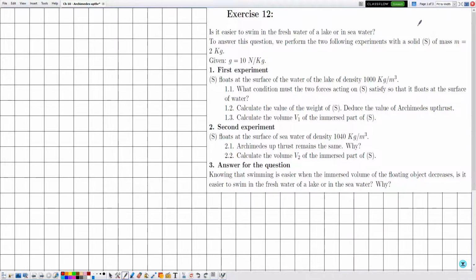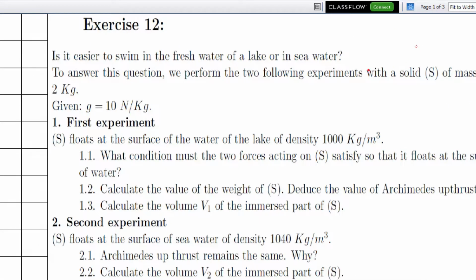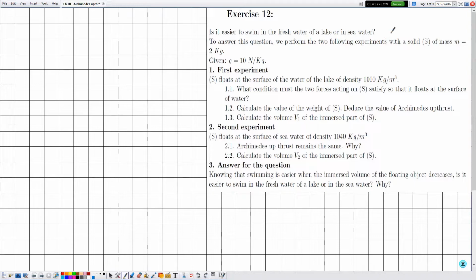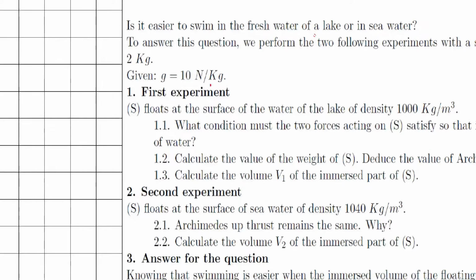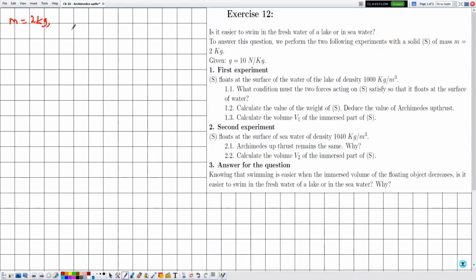Is it easier to swim in the fresh water of a lake or in seawater? So the opening of this exercise is a question. To answer this question, we perform the two following experiments with a solid S of mass m equal to 2 kilograms. So the given solid has a mass m equal to 2 kilograms. Given that g is equal to 10 newtons per kilogram, which means that we are performing this experiment on the surface of Earth.